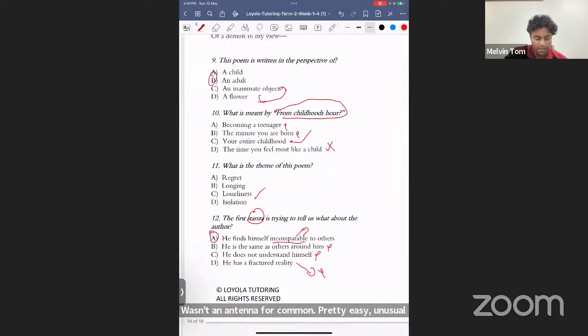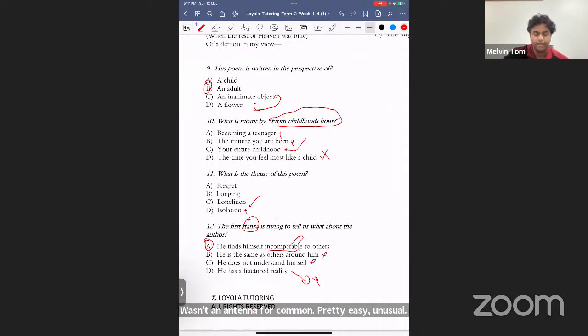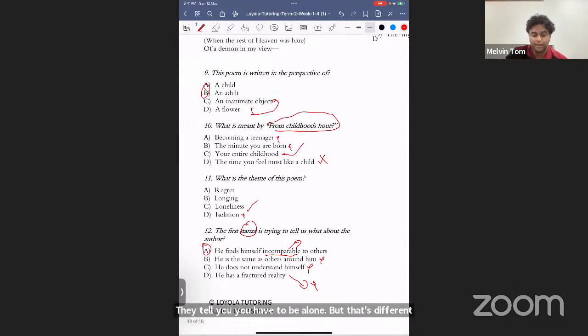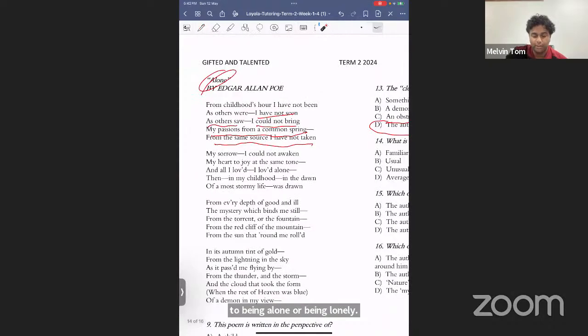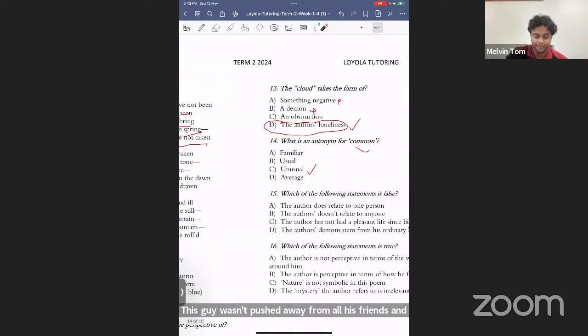Someone keeps asking me, why isn't it isolation? It's not isolation because to be isolated means that other people put you away, right? When you get sick from COVID, the hospitals and the government tell you to isolate yourself. They tell you you have to be alone. But that's different to being alone or being lonely. This guy wasn't pushed away from all his friends and family. He just was lonely.